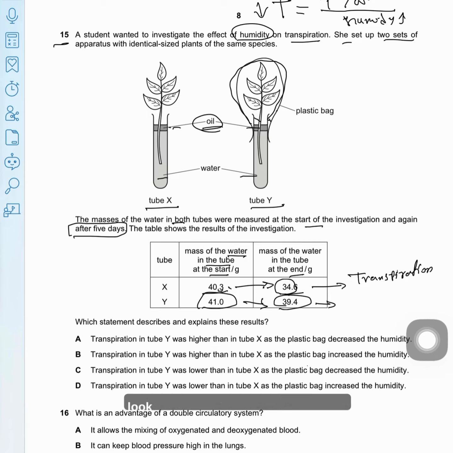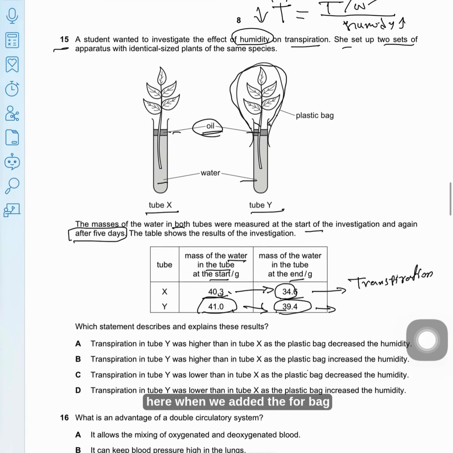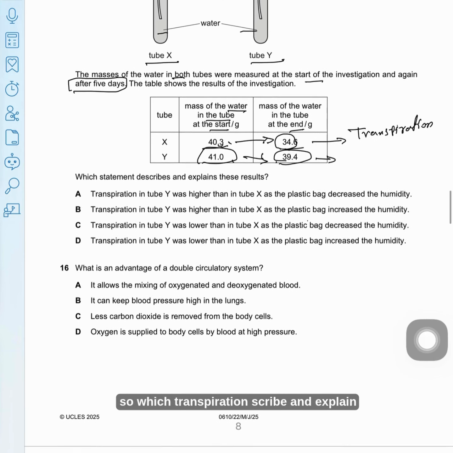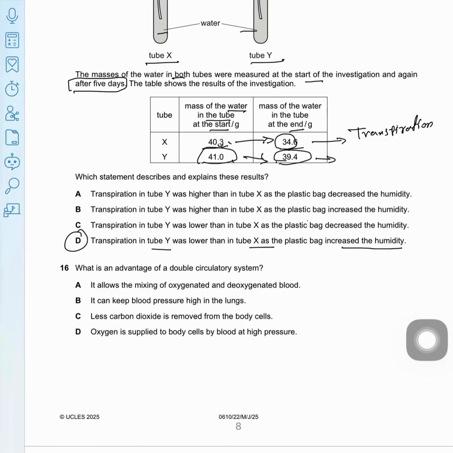Look here for the difference. So when we added the plastic bag, it affected the humidity. Thus, when the humidity increased, transpiration rate decreased. So, which statement describes and explains these results? What do you think? D. Transpiration in tube Y was lower than tube X as the plastic bag increased the humidity.